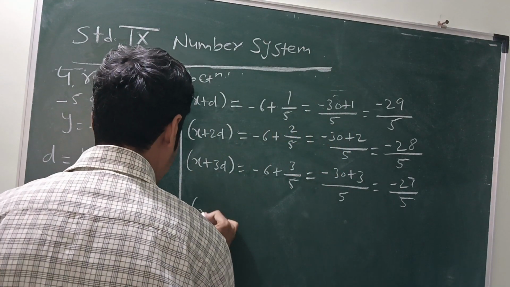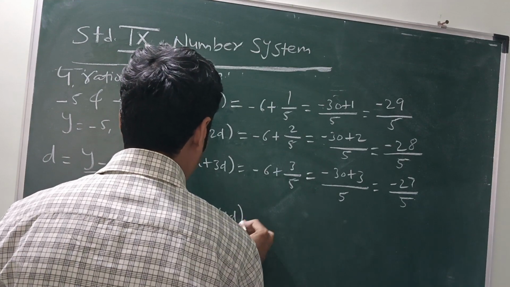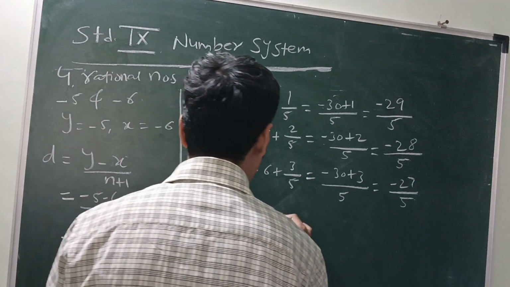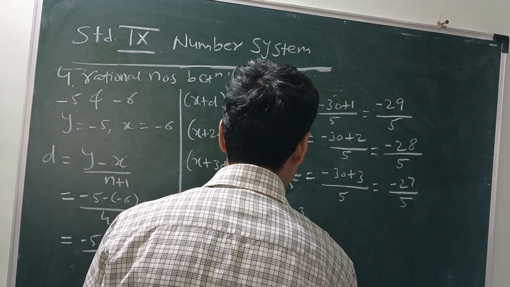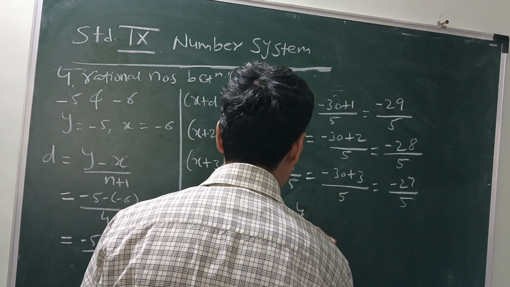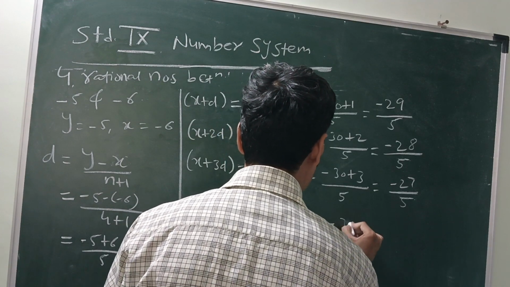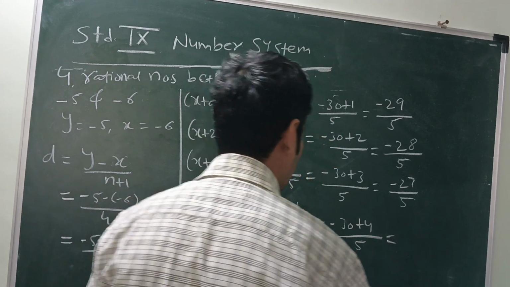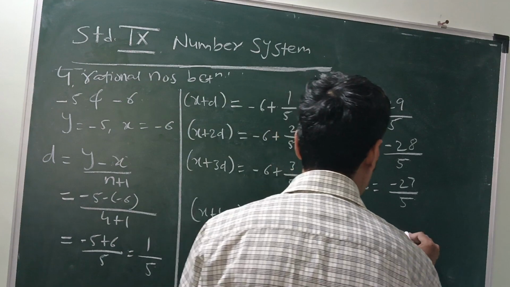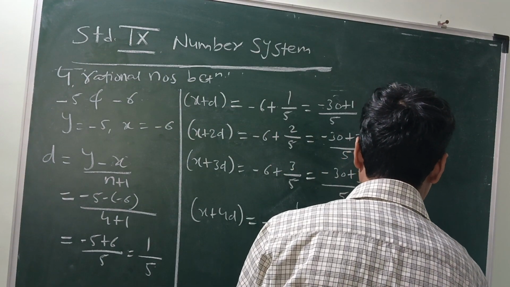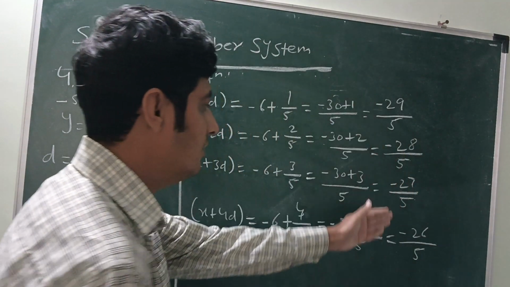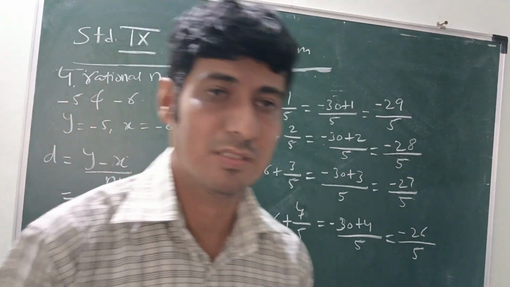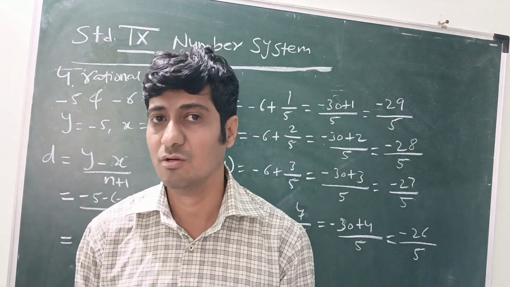And the last one is x plus 4d, -6 plus 4 upon 5, which is equal to -30 plus 4 upon 5, which is equal to -26 upon 5. So these are your rational numbers. Now let's move to the other topic.